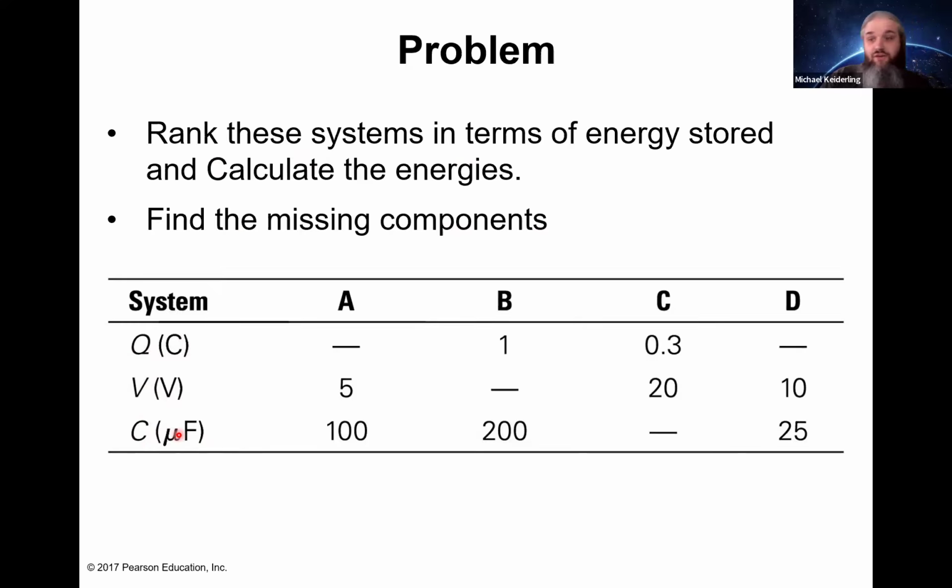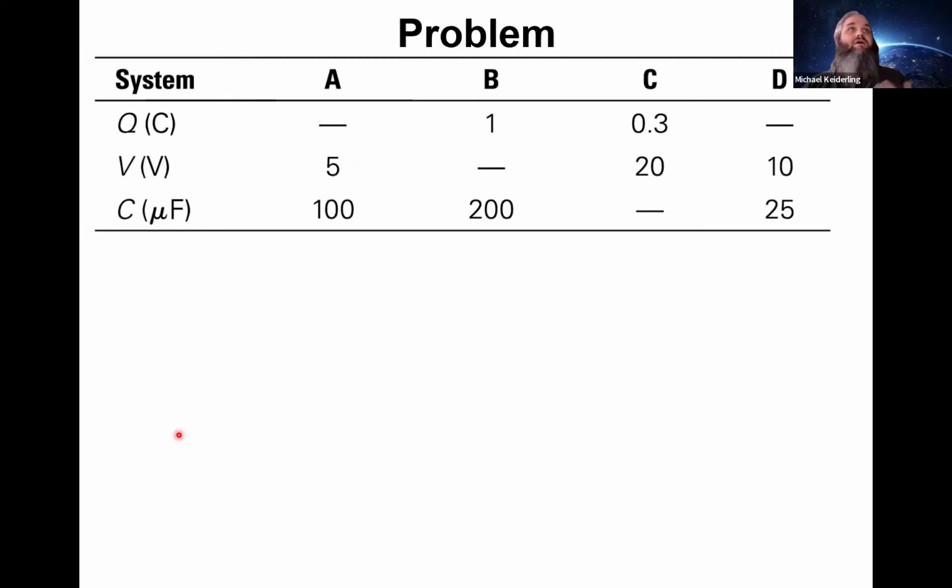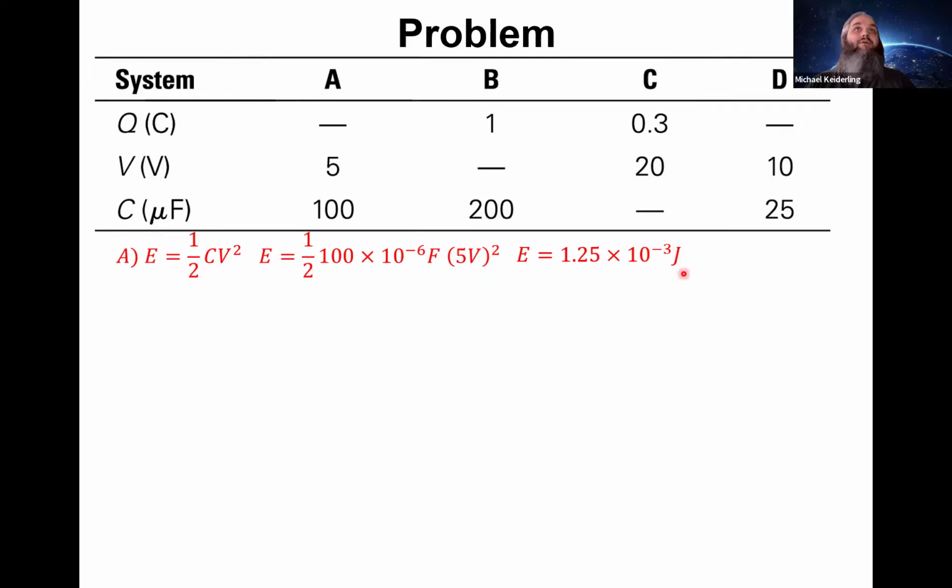So let's go through these and work out how much energy is stored in each one and the missing components. So let's start with A. Our energy is going to be 1/2 capacitance times voltage squared. So 1/2 times 100 times 10 to the minus 6 farads times 5 volts squared is 1.25 times 10 to the minus 3 joules. And we want to find the missing charge.